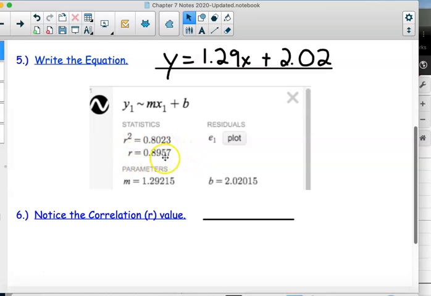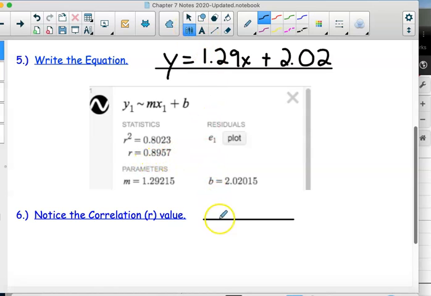Take a look right here. It's telling us how good of a relationship we have. So we have an R value of basically 0.8957. So basically I'm going to go 3 spots, so 0.896. That's our correlation. So it's positive, which means our line is going up.